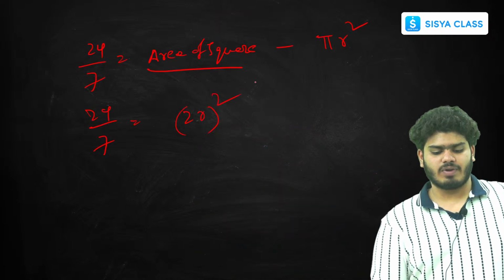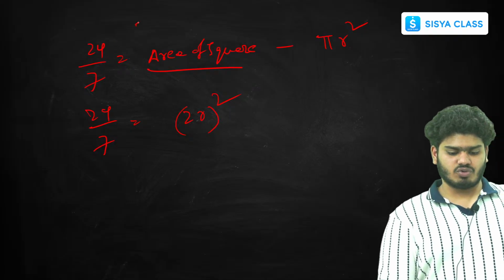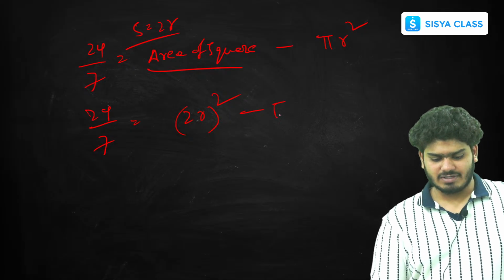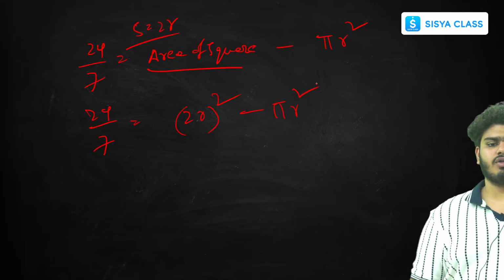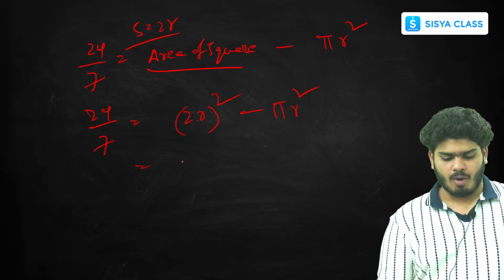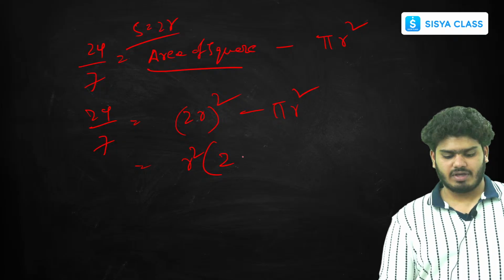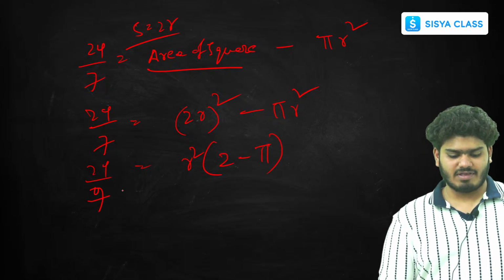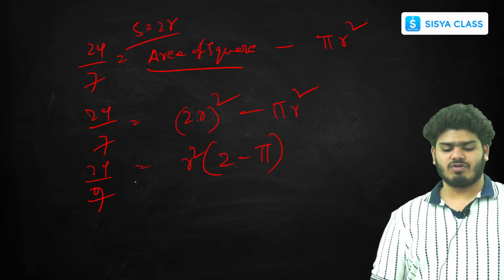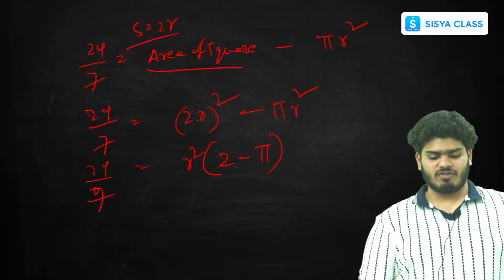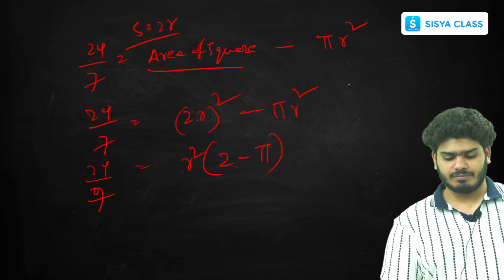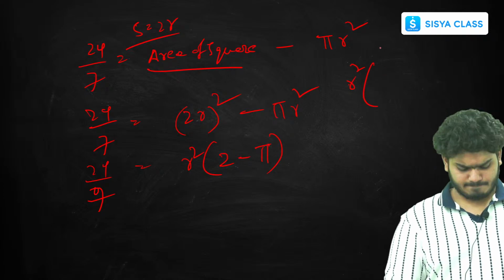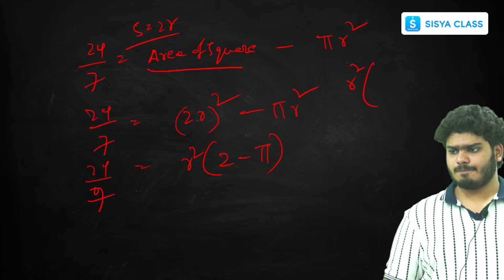2r హోల్ స్క్వేర్ కదండి, సైడ్ స్క్వేర్, side is equals to 2r. So 2r whole square minus pi r square. And see here you can take common r square 2 minus pi. So it will be 24/7 kada. So 24/7 is equals to r square by 2 minus pi. 2 minus pi value enta andi? r square into complete అయిపోయింది.